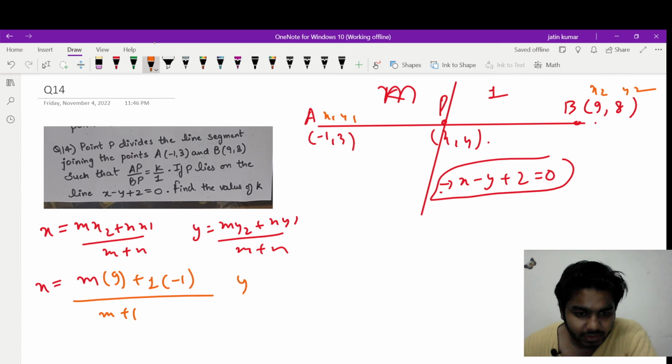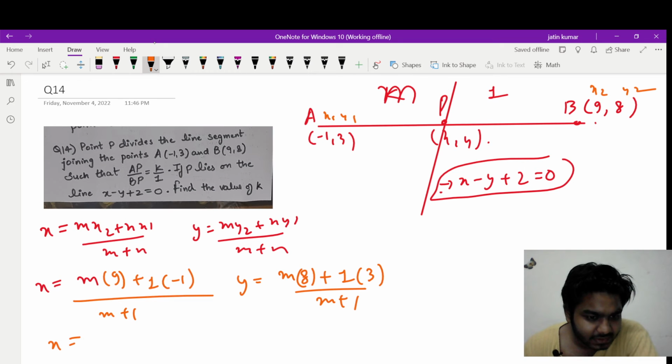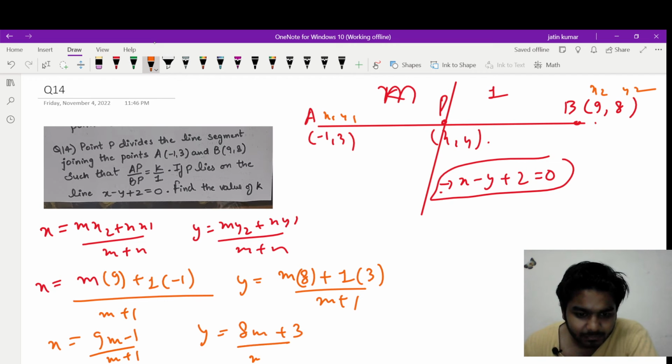Okay, and for the y coordinate, we have m as m only, y2 is 8, plus n is 1 and y1 is 3, and here m plus 1. Okay, so we have got x as (9m minus 1) upon (m plus 1) and y as (8m plus 3) upon (m plus 1).